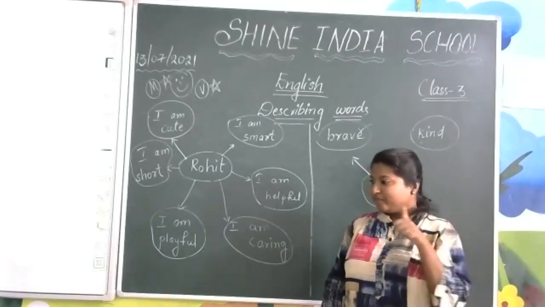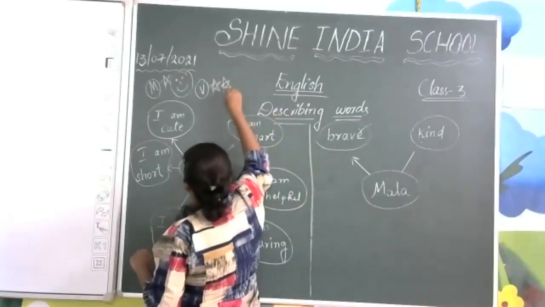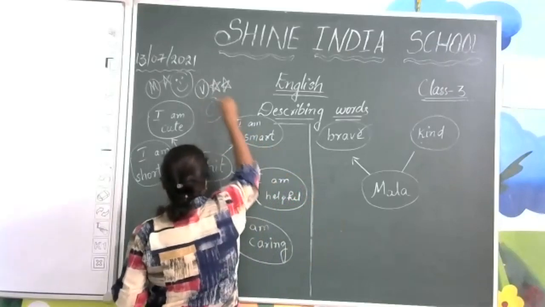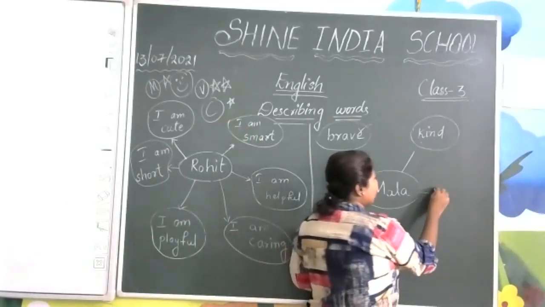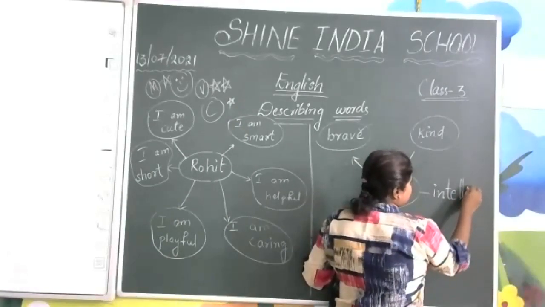Okay? Now, Charlie told intelligent. Mala is intelligent. One more word for intelligent is smart.